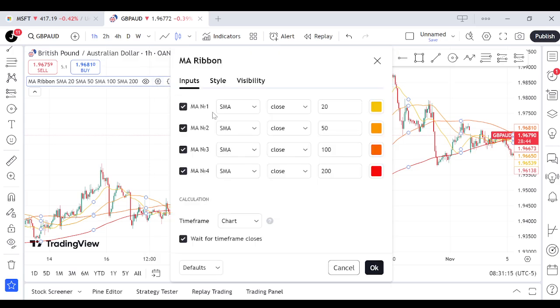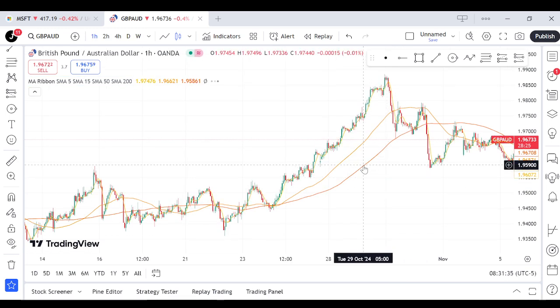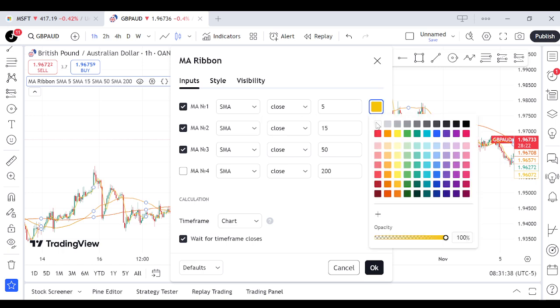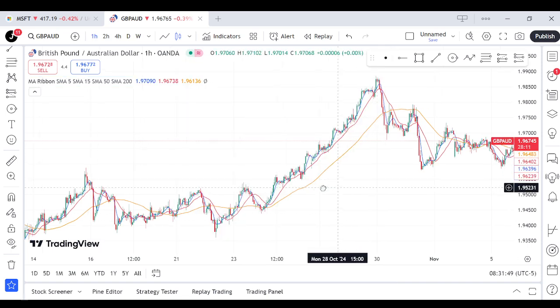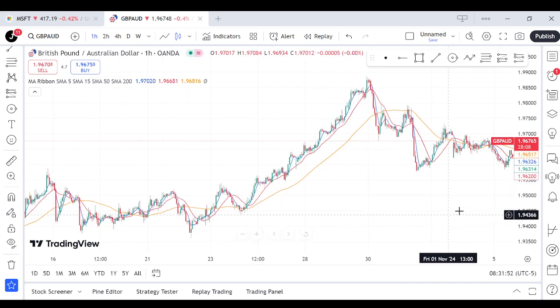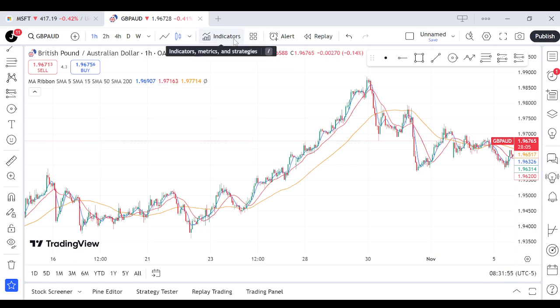So I'm going to go to the settings. I'm going to remove one here and then make this 5, and this is 15, and this is 50. All right, so also I'm going to change the colors. This should be blue, this should be red, and this should be orange. Okay, all right, now we have the moving averages on our chart.